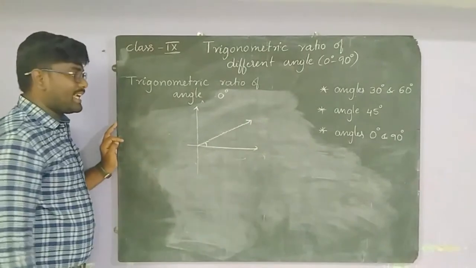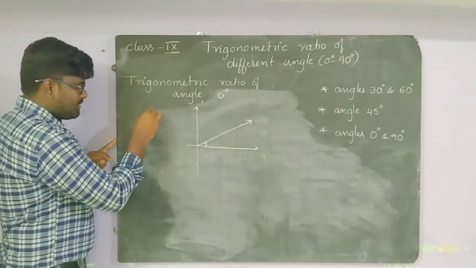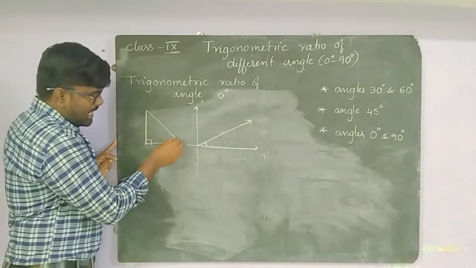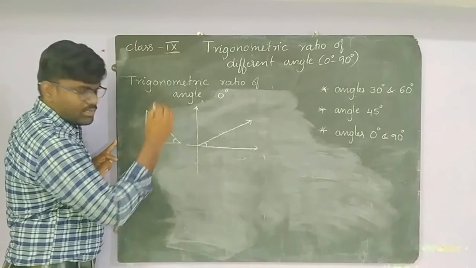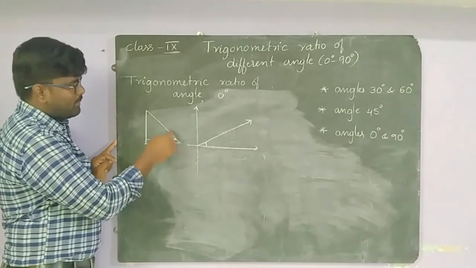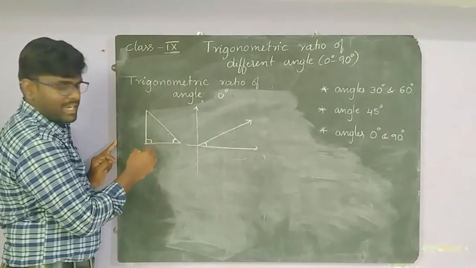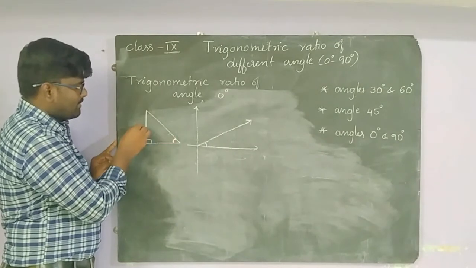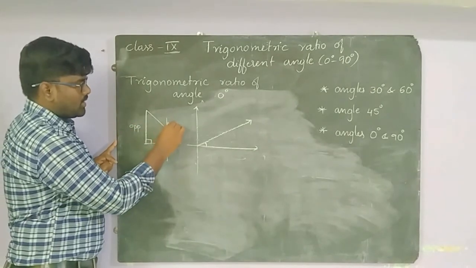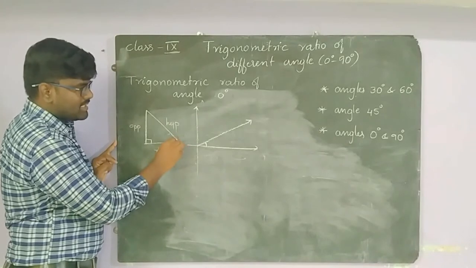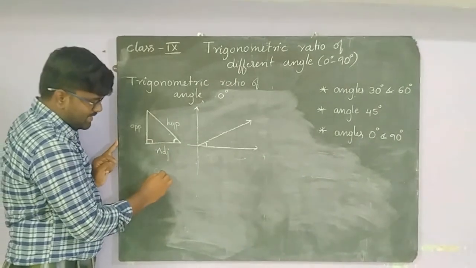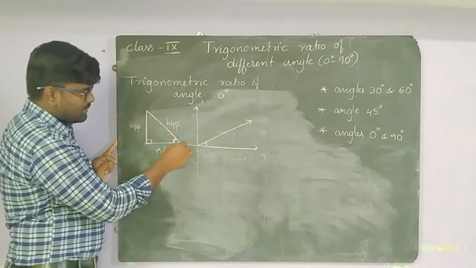Okay, we can go with a triangle way. What does that mean? For example, here I am taking a right angle triangle. Here the angle between these two sides is 0. Then what happens? Then the hypotenuse coincides with the adjacent side. Whenever this is the angle, this will be the opposite, this will be the adjacent, this will be the hypotenuse. Once the angle between these two is 0, then the hypotenuse coincides with the adjacent. That means we can say the hypotenuse is nothing but the adjacent.